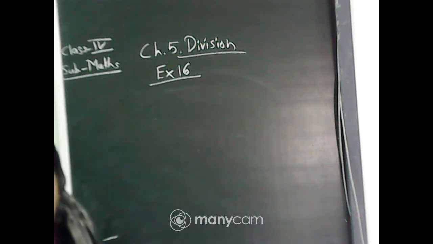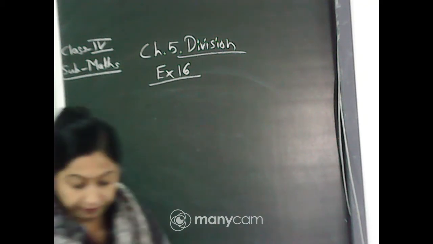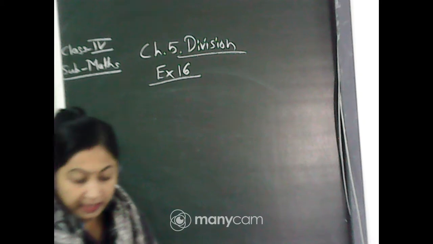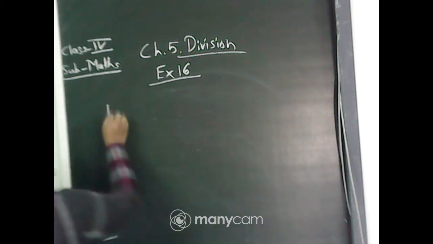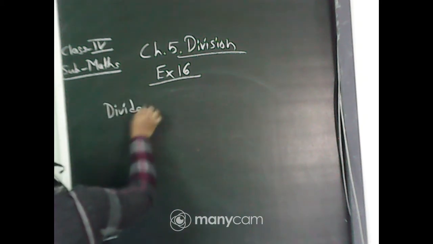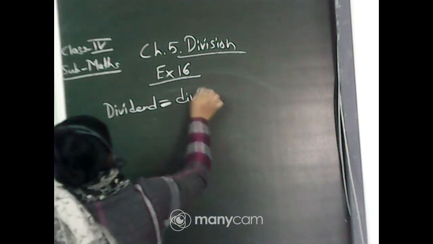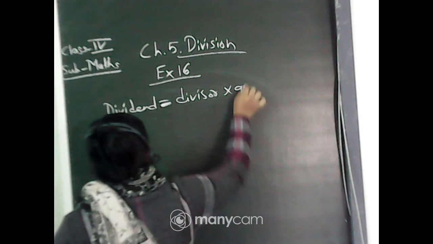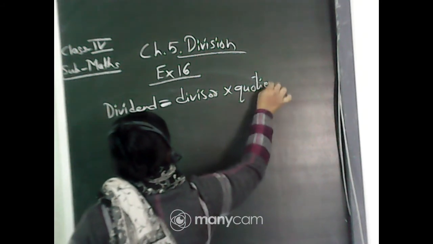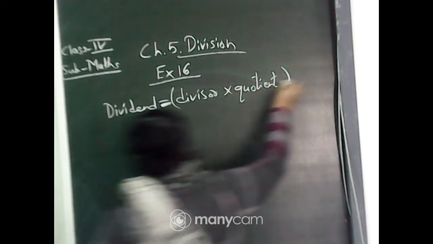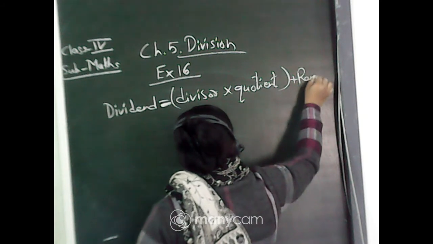The formula is: dividend equals divisor into quotient plus remainder.